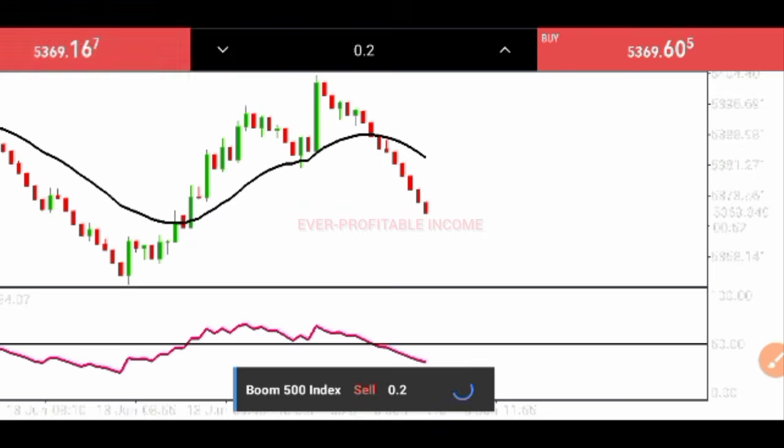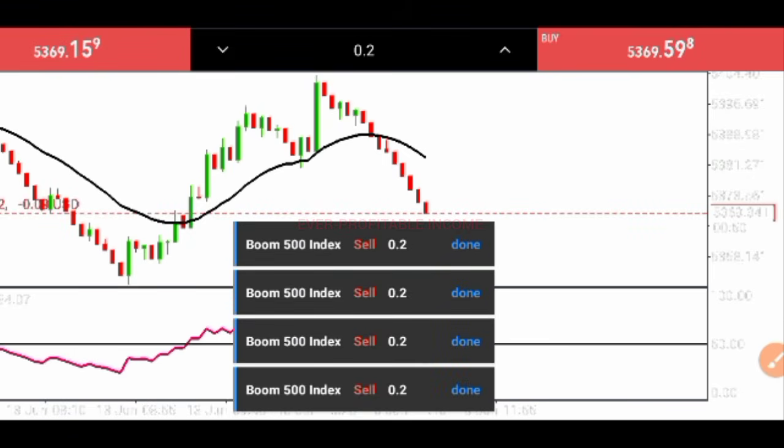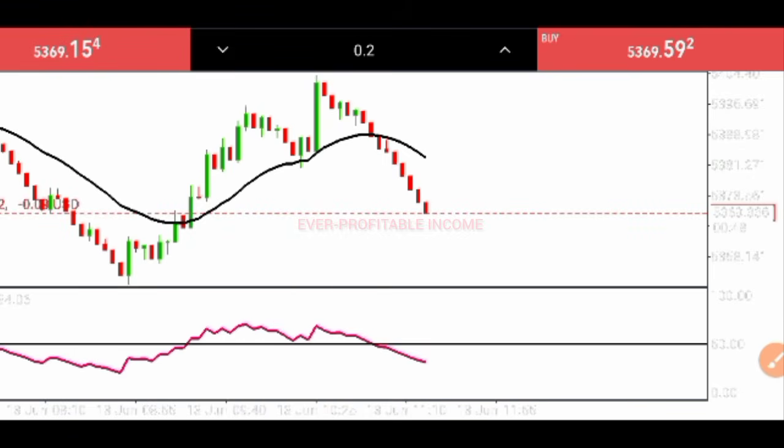So I'm going to sell. Let's take 4 positions. Okay, can you see that? So price is likely going to spike at this level. I took this trade because I entered late.